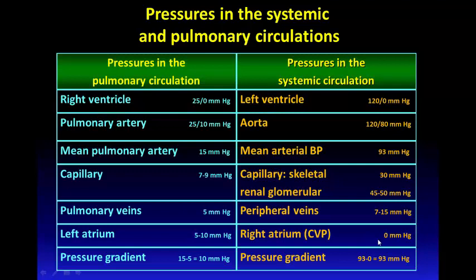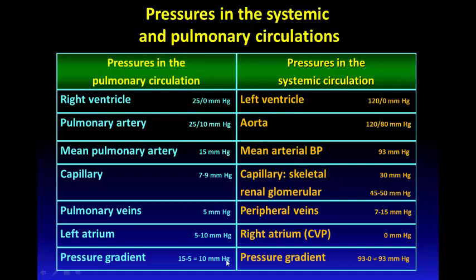It is zero pressure. Hence, the pressure gradient in the pulmonary circulation, which is the difference between the mean pulmonary arterial pressure and the pressure in the left atrium, is the force which moves blood along the pulmonary circulation from the pulmonary artery to the left atrium. So it is the difference between the mean pulmonary pressure, which is 15, and the left atrial pressure, which is 5, so it is about 10 millimeters of mercury.